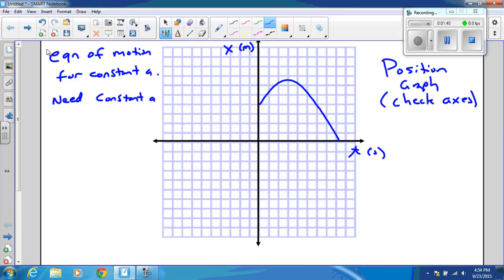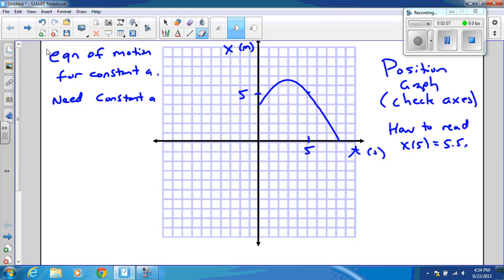Now, first thing we want to worry about is how to read the graph. Each point on the graph is going to give me a position at a particular point in time. So for example, I could go to t equals 5 right here and see that we have a position of about 5.2. So I could read the graph for individual points and say that the position at t equals 5 is about 5.2 meters.